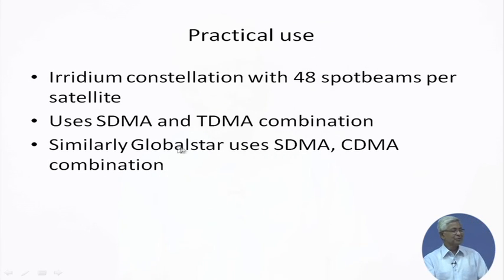And in practical use, people use that way, like there is the Iridium satellite constellation, with each satellite having 48 spot beams, and there are 66 satellites that cover the whole globe. Of course, it is commercially not available, it is used by some specialized organizations. They use the SDMA and TDMA combination. Whereas there is a complementary, another cluster of satellites, Globalstar, another company. They use SDMA CDMA combination. So there are practical uses of this. So like this you can enhance the capacity of the satellite by multiple access.